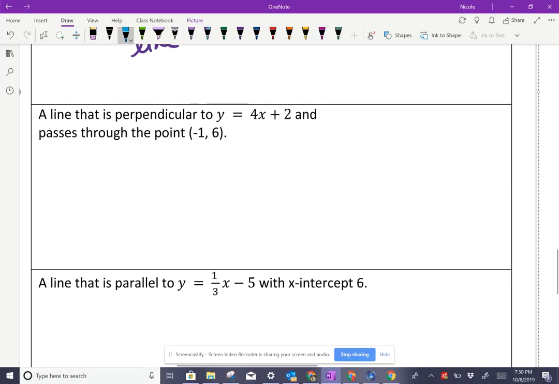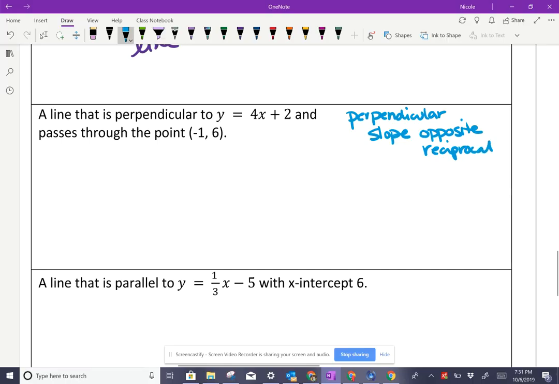All right, now we're getting to the meaty stuff. We're going to find a line that is perpendicular. So remember, perpendicular means the slope is the opposite reciprocal of the one given to me. And it's going to pass through a point. So I'm going to find my slope based off of the given slope. So I take that 4, I flip it into a fraction, and I make it negative. So it's going to say negative 1 over 4. And I'm given a point.